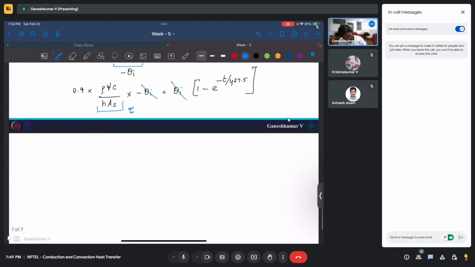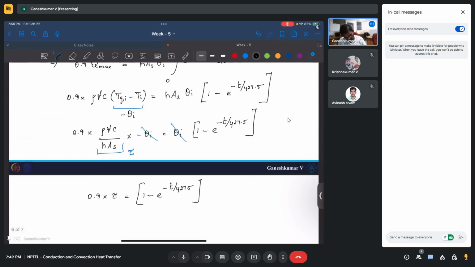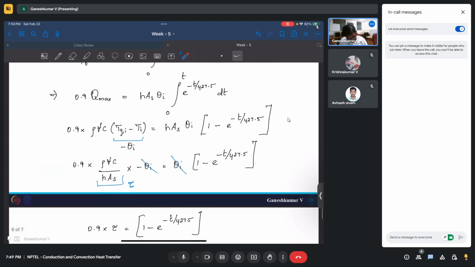So what happens? Tau is, we already know, 427.5. Now you can write this as 0.9 into tau equal to 1 minus e power minus t by 427.5. So actually this is not right. If you look at it, the unit in the left hand side is actually seconds, but the unit here is not seconds, which means we performed some integration calculation mistake.